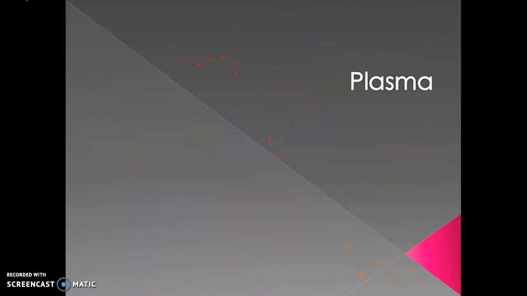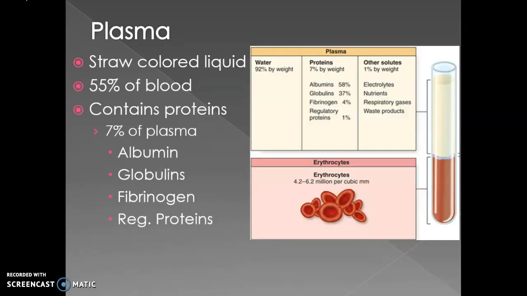So we will talk about plasma first, and now we are switching gear and moving on to the PowerPoints. So plasma is a light straw-colored liquid, and it is about 55% of the blood volume, as we talked about. It contains about 7% plasma proteins, and we did mention a good friend remembers: albumin, globulin, fibrinogen, and regulatory proteins.